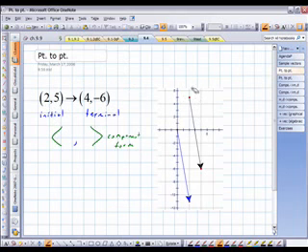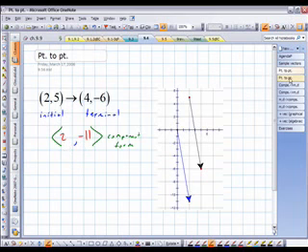I can take this same vector and move it over to the origin, just pick it up and move it so it's got the same direction and same length, and write it in what's called component form, which has these triangular brackets. And to get component form, you simply subtract the components. So 4 minus 2, that is terminal minus initial, is 2. -6 minus 5 is -11. And you can see that this is at 2, -11. So component form is based upon going from the origin and uses triangular brackets.